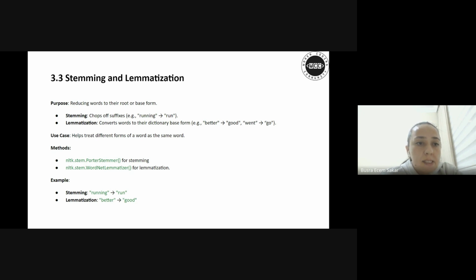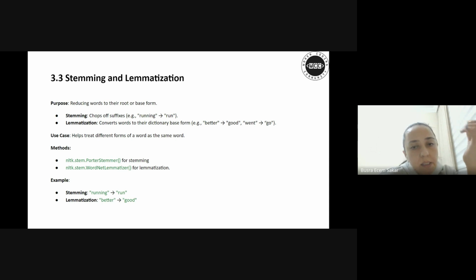Let's move on to another important pre-processing step, stemming and lemmatization. Both of these techniques aim to reduce words into their root or base form, but they do this in different ways. First, let's talk about stemming. Stemming is a more straightforward method where we chop off word endings to get the base form. For example, running becomes run.